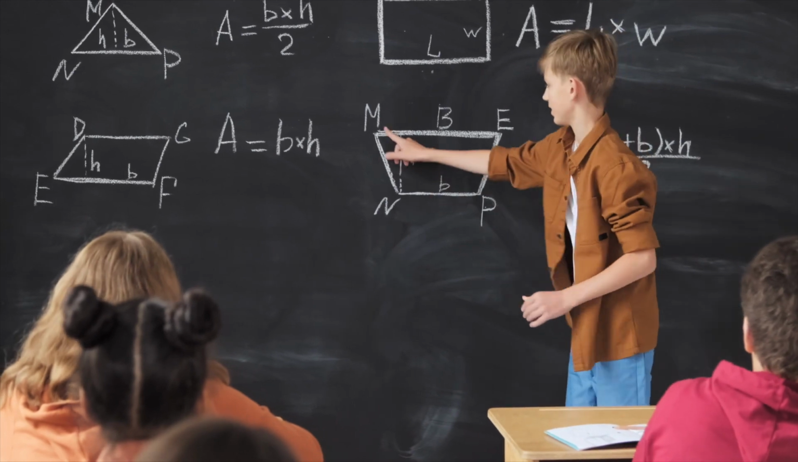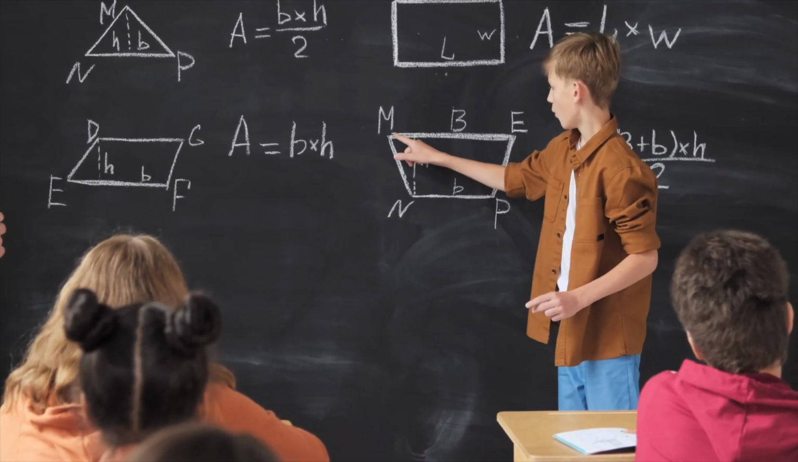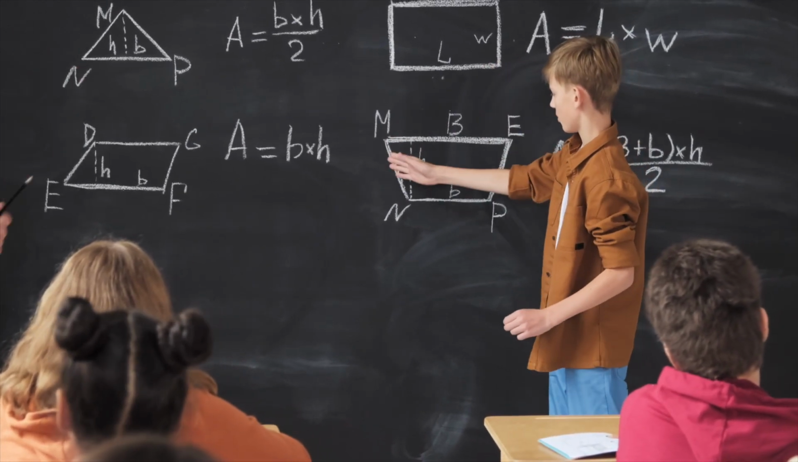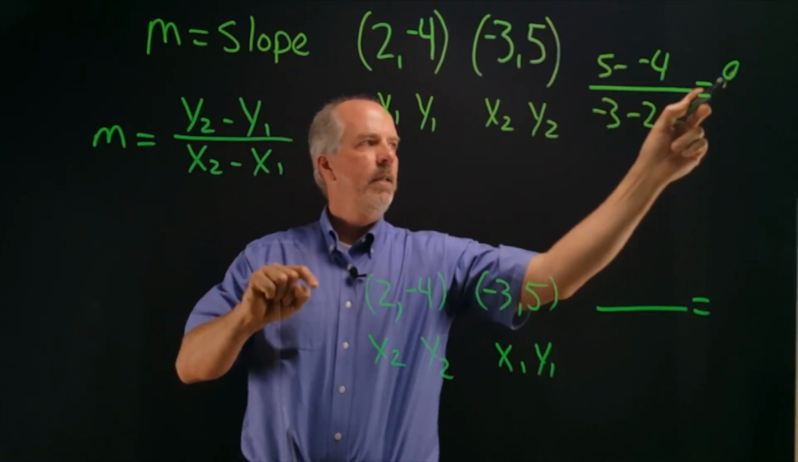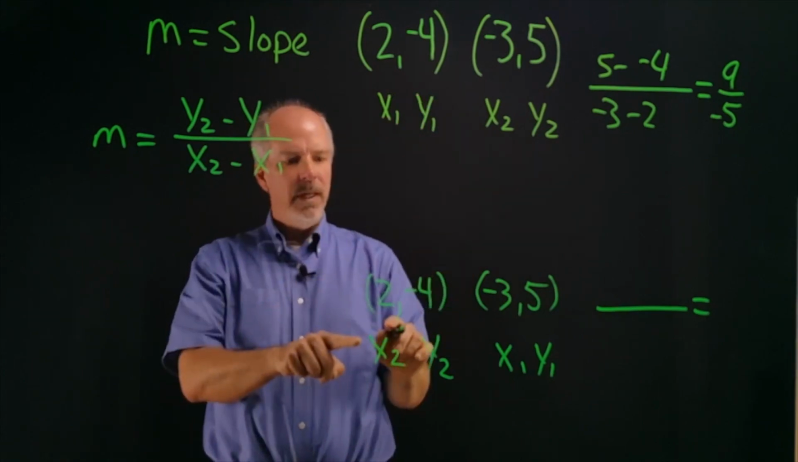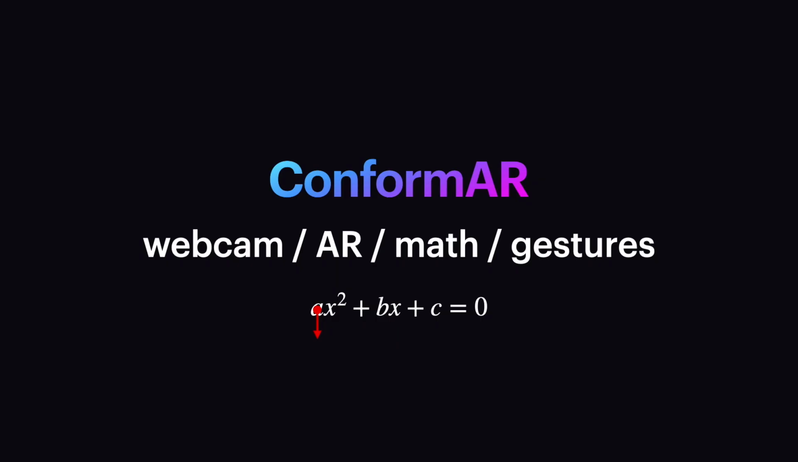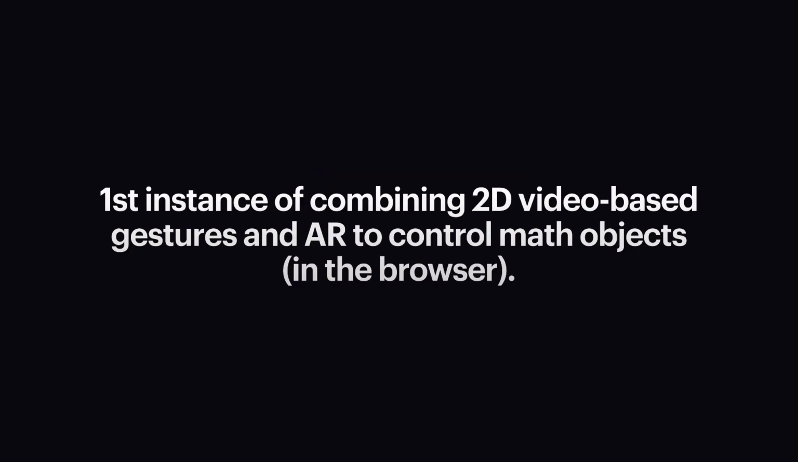We know that young students benefit from gesture and touch-like math interactions, and that augmented reality can support math learning. Hand gesture may also have a role in how learners determine significance. So, we set out to create ConformAR, a webcam-based AR-capable tool for completing math exercises using simple gestures. To our knowledge, ConformAR is the first combination of 2D video-based gestures and AR to control math objects.